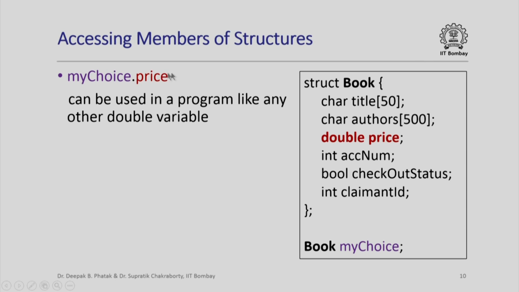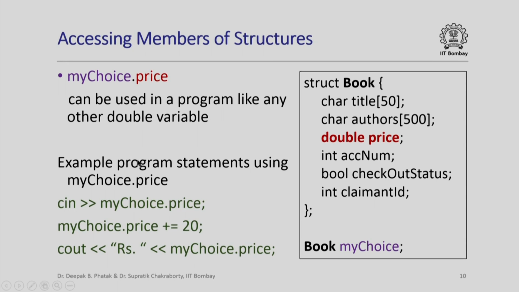Now once you use this dot operator and you have something like my choice dot price, you can actually use this description my choice dot price in your C++ program like any other double variable. Why am I saying it is a double variable? Because the member named price is of type double in the structure book. So for example, here are some example C++ program statements which are using my choice dot price.